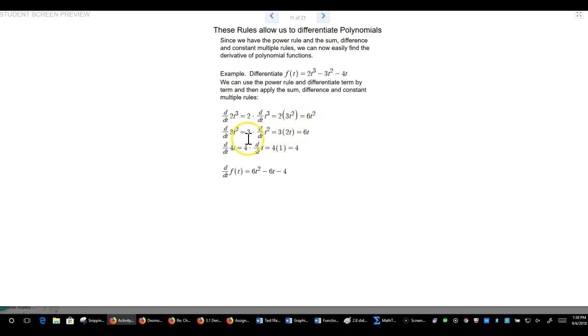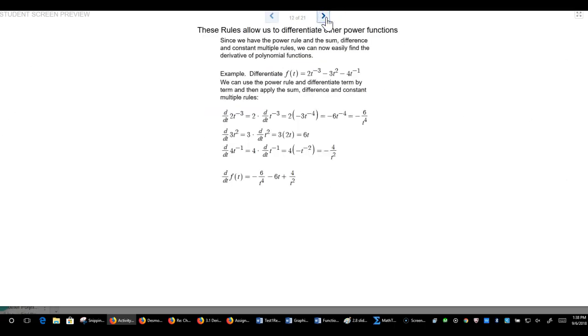Same thing with the next term. I factor out that constant. I take the derivative of just the power, t to the second power. I bring down the 2, subtract 1 from the exponent, and get 6t. And then with 4t, I just have 4 times the derivative of t, which is just 4 times 1, or 4. And then I can subtract them as they were in the original function. I could have a function like this where it's a mixture of positive and negative powers, and the same thing applies. Differentiate term by term.